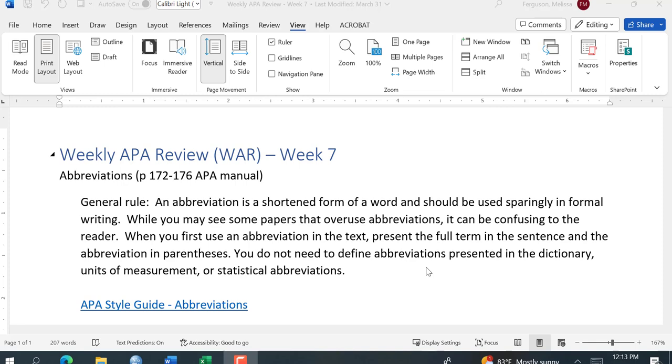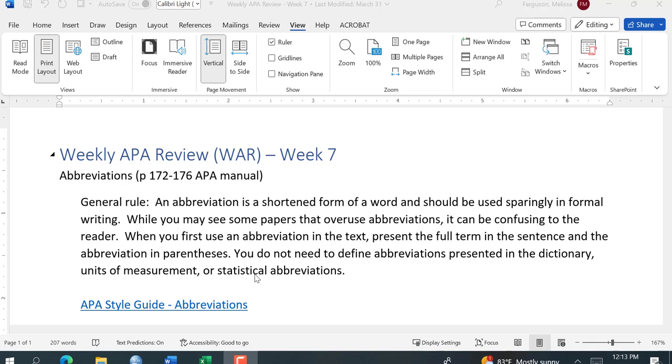Now, I'm going to show you in the APA style guides how when you first use an abbreviation, you present the full term written out and the abbreviation goes in parentheses. It's also important to note that you don't need to show that abbreviation unless you're going to use that abbreviated term at least 3 more times. You don't need to define abbreviations that are presented in a dictionary, units of measurement, or statistical abbreviations. So APA has a whole list of acceptable abbreviations that don't need to be defined anywhere in your writing.